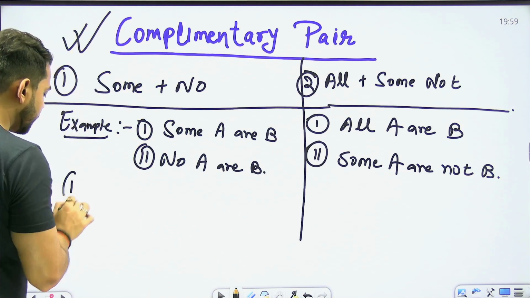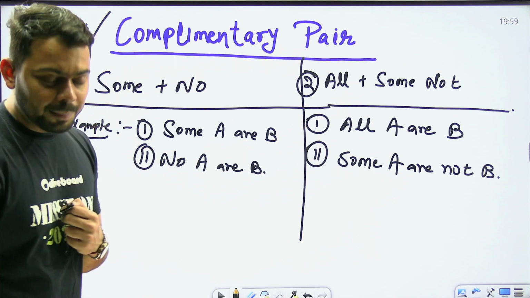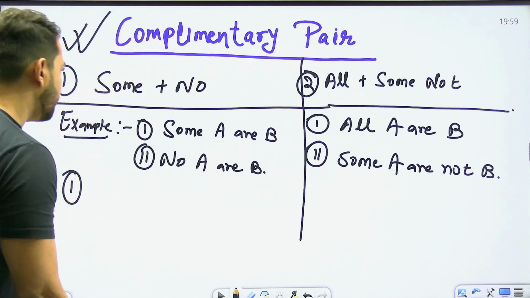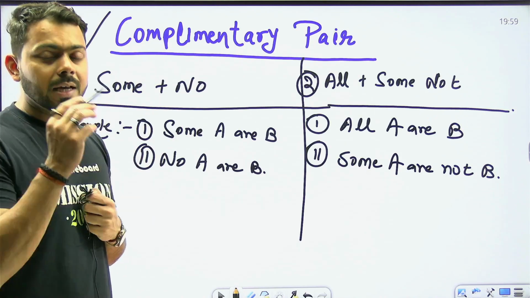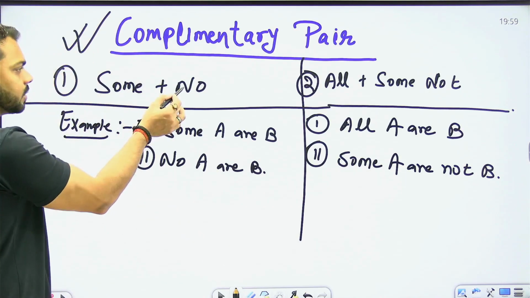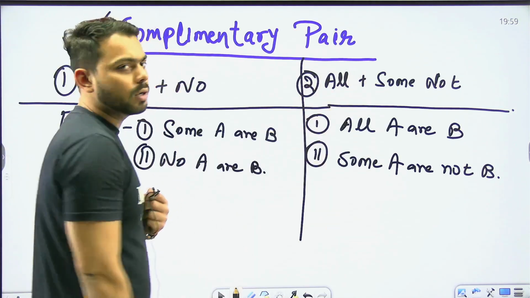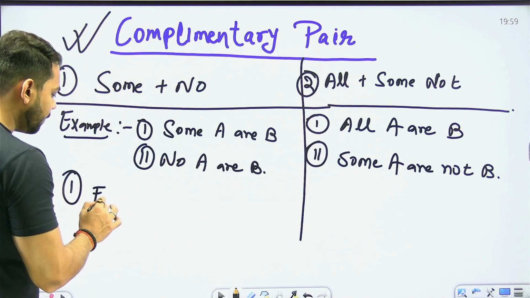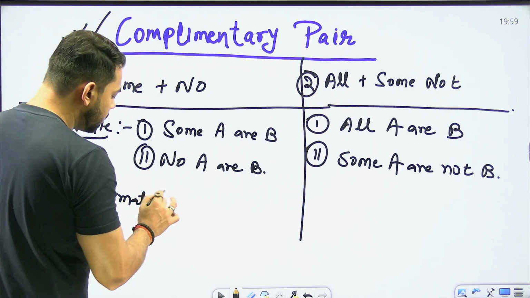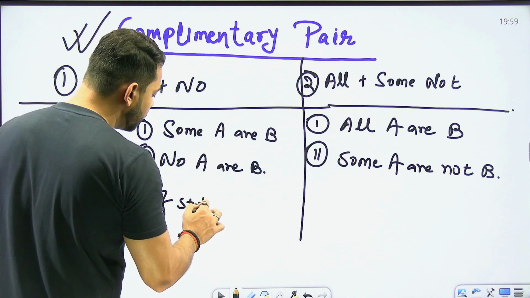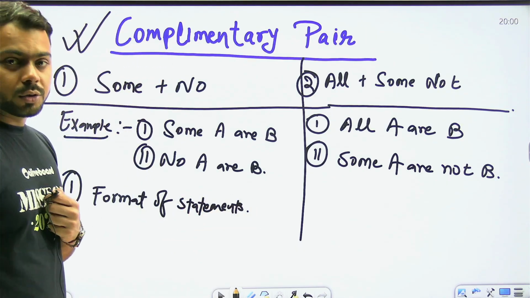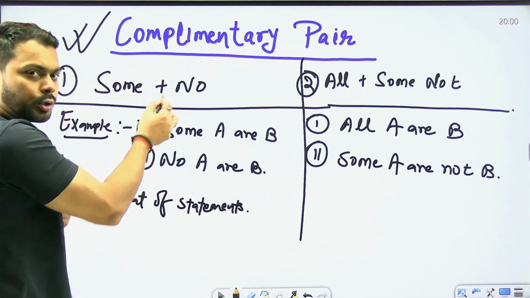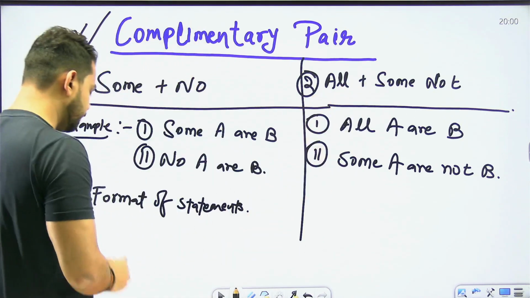So the first condition to know whether it is a complementary pair or not is that the given statements should be in the format of some plus no or all plus some not. The format of statements should be first some plus no, second all plus some not.